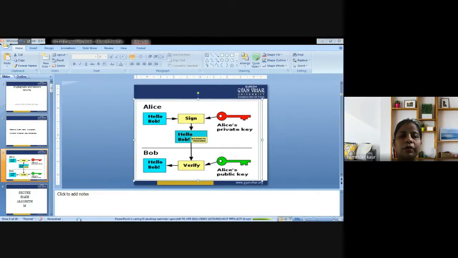So this is the concept of digital signature that is being used. Alice signs a message, "Hello Bob," by appending to the original message a version encrypted with her private key. So Bob receives both the message and the signature. He uses Alice's public key to verify the authenticity of the message, that is, that the encrypted copy decrypted using the public key exactly matches the original message. So this is the pictorial representation of how a digital signature works.